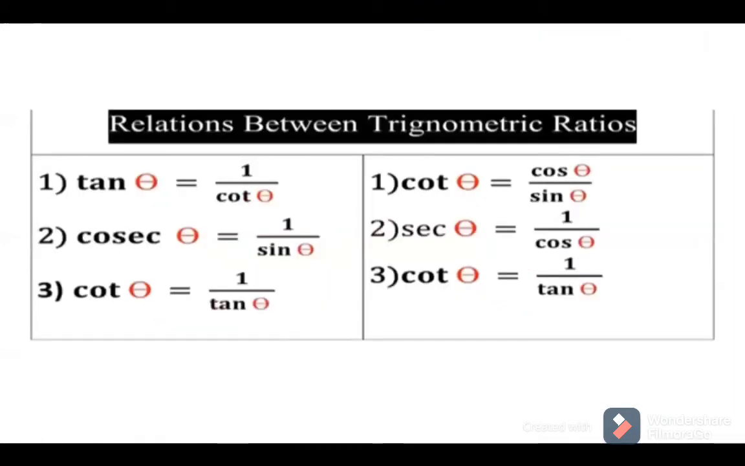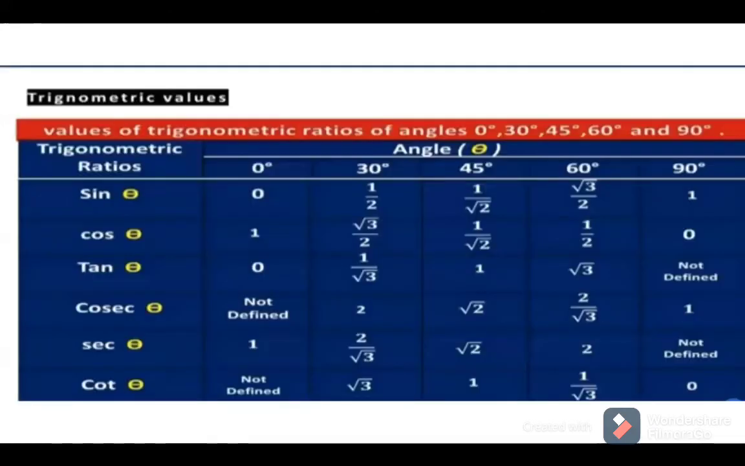Now let's study relations between trigonometric ratios. Tan theta is equal to 1 upon cot theta. Cosec theta is equal to 1 upon sine theta. Cot theta is equal to 1 upon tan theta. Cot theta you can also derive as cos theta upon sine theta. Then next you have to remember trigonometric values. For this, one method is that you can prepare a table and keep it ready in the exam. You don't have to memorize the values by heart.